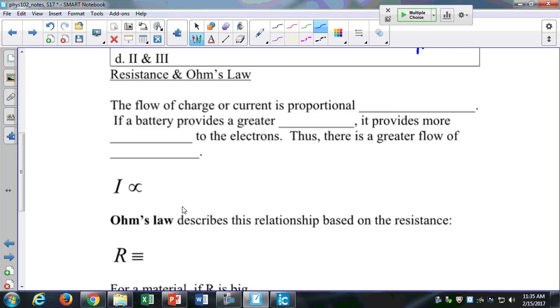All right, let's look at Ohm's law. We've seen Ohm's law before. The flow of charge or current, I've seen it in the lab anyway, is proportional to the voltage.